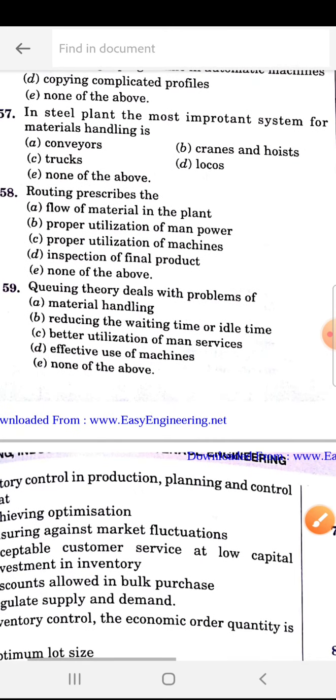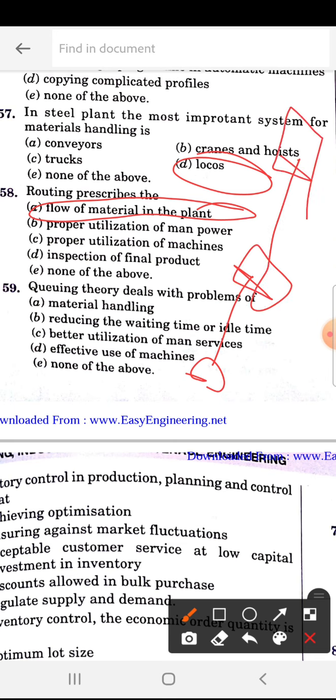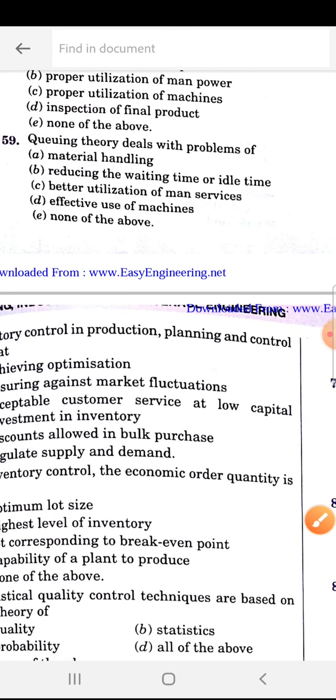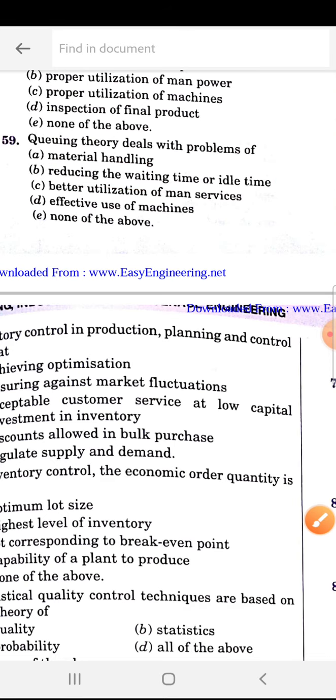Next, in a steel plant the most important system for material handling is 57, D, locos. Next, routing prescribes the flow of material in the plant, from here to there, and the routing decides which route you have to follow. Queuing theory deals with the problem of reducing the waiting time or idle time. That is the correct statement.